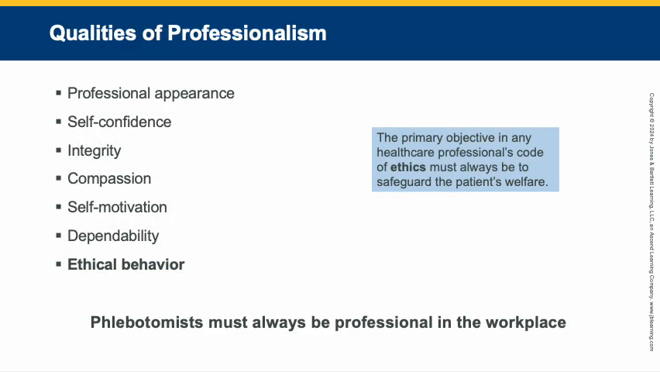Okay, qualities of professionalism. Professionalism is defined as the conduct and qualities that characterize a professional person. So I want you to think about somebody in your life that you know is professional. When you think about them, these should be descriptive factors that come to mind. Okay, so as phlebotomists, we have to practice professionalism in every aspect of our work. We have to be professional in our appearance.